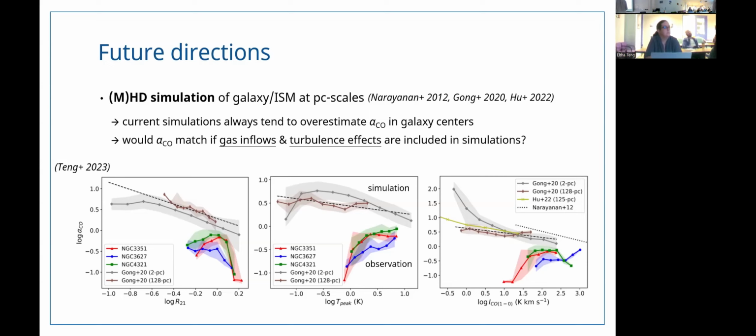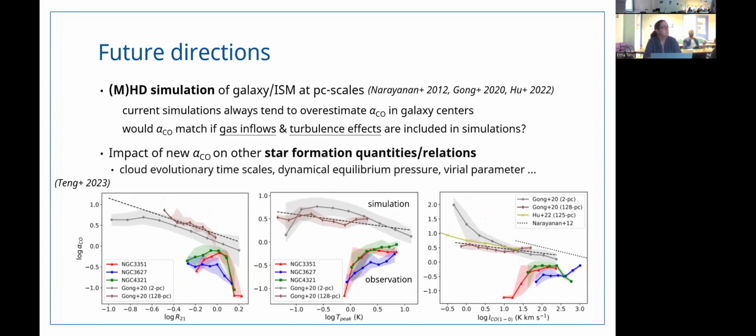And we think this is because the current simulations that give alpha CO predictions typically don't include effects like the gas inflows or the large scale turbulence that we found is important in galaxy centers and starbursts. And so an interesting direction is to test whether adding these effects into simulations can give us a better prediction of alpha CO that would match the observations.